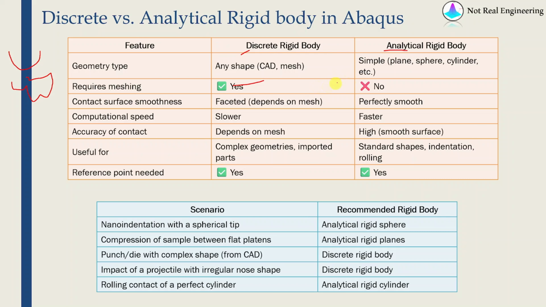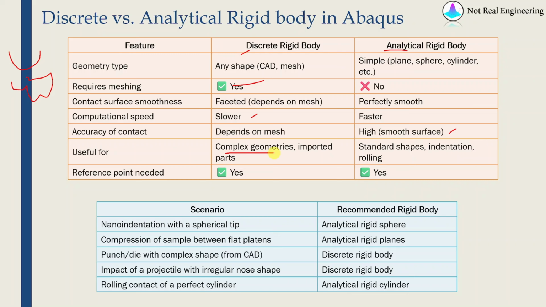For analytical, we don't need meshing, but in case of discrete, we will need meshing. So you can already see the pros and cons of these, right? As you need meshing in discrete, the results will depend on mesh. But in case of analytical, it is perfectly smooth. Hence, you will get better results. Speed-wise, discrete will be slower, analytical will be faster. We already mentioned accuracy will be high in case of analytical. But the only upside for discrete is you can represent complex geometries.